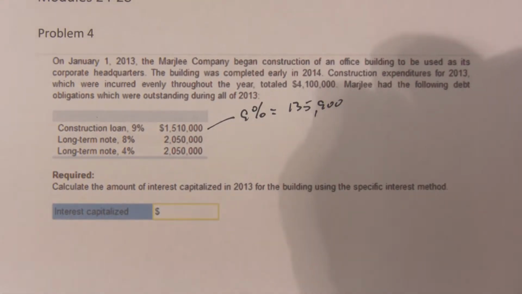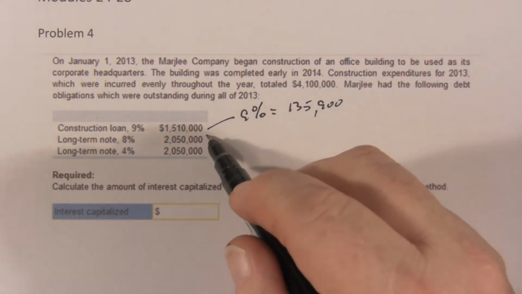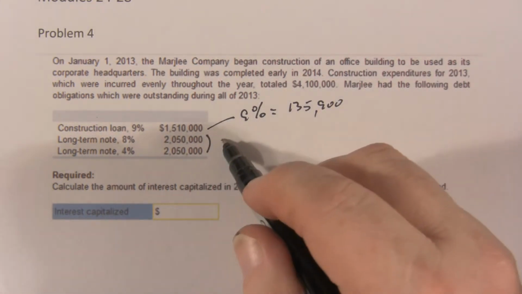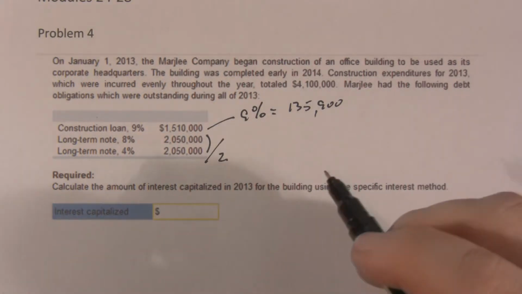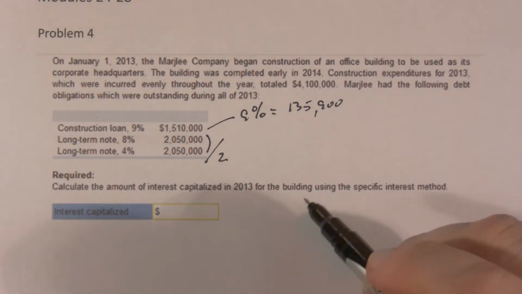Now we have to figure out the average accumulated expenditures. And that's those two added together and then divided by 2. Okay? So that's our average accumulated expenditures. So that's what we have.